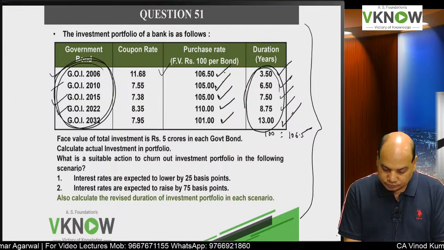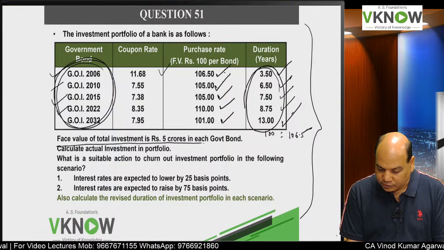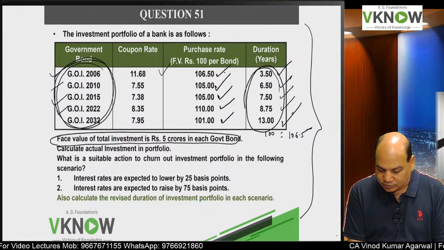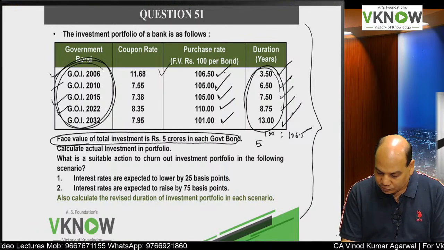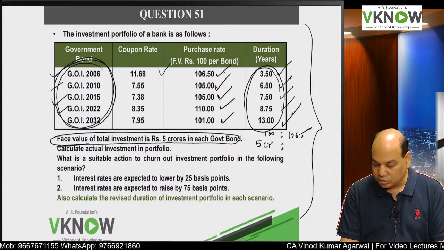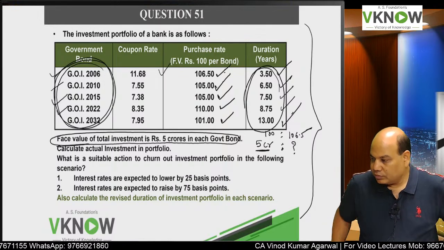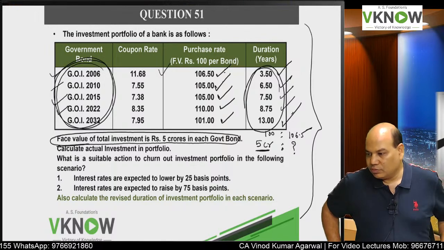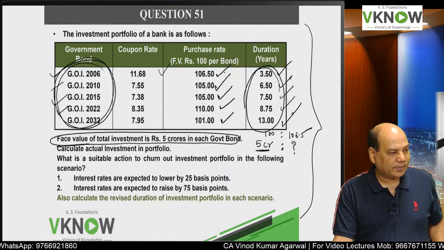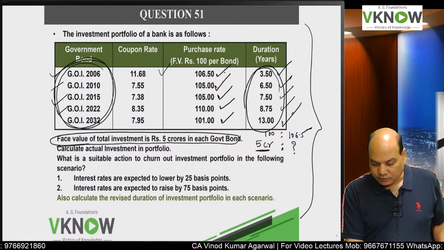Okay. Now below, face value of total investment is 5 crore in each bond. So face value is 5 crore. If 100 rupees face value, 106.50 is the cost. If 5 crore is the face value, what will be the cost? What will be the purchase price? What will be the purchase price? So that is my first question.